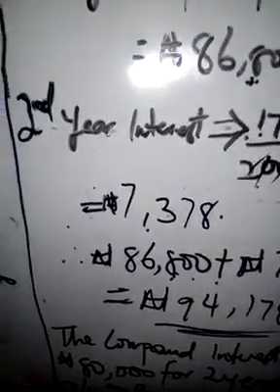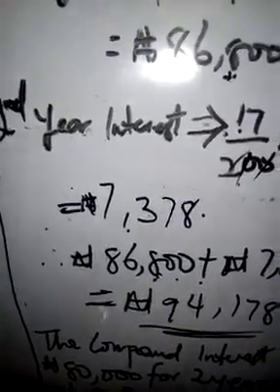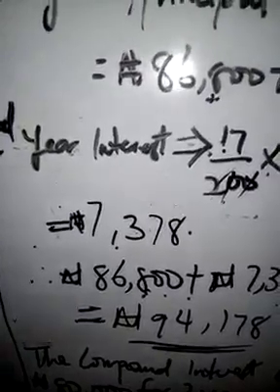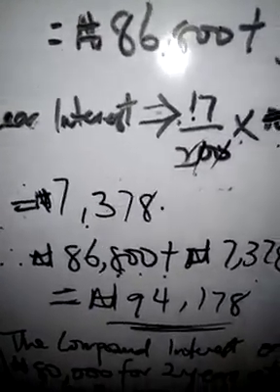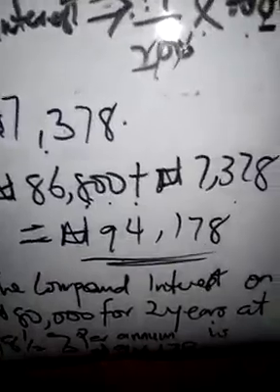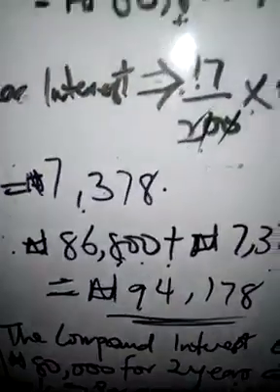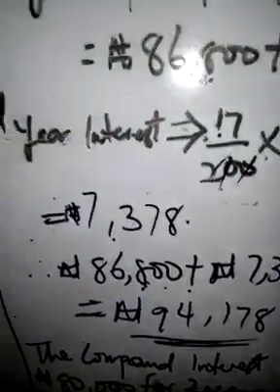The compound amount on 80,000 for 2 years at 8.5% per annum is 94,178 naira. Let's assume it's for 3 years.